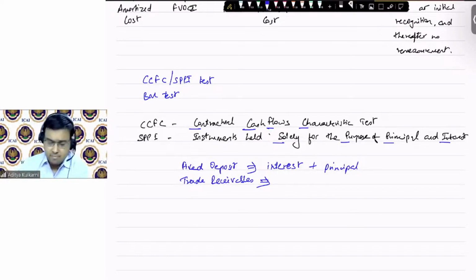सोच समझ के जवाब देना. नाम के पीछे मत भागना. Don't think from the name. Think from the substance of the transaction. Is it meeting the CCFC test? My trade receivable. It is a financial asset. There is no doubt in that. So, is it meeting the CCFC test?